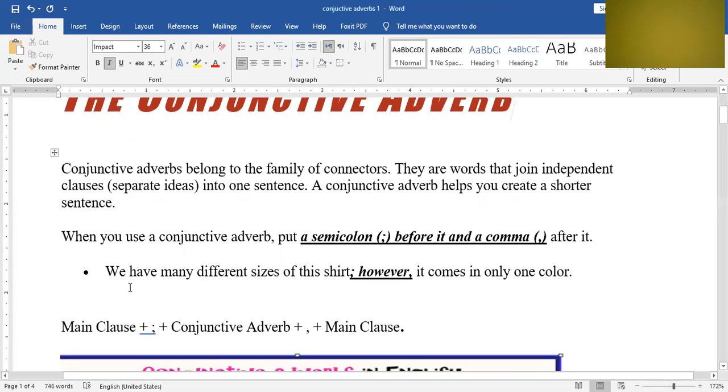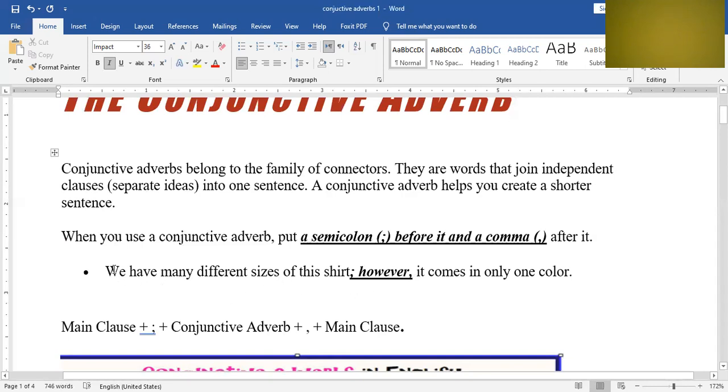Okay, here is an example. We have many different sizes of this shirt; however, it comes in only one color. However, here it expresses contrast. You see, this is the conjunctive adverb. However, there is a semicolon before it and a comma after it.